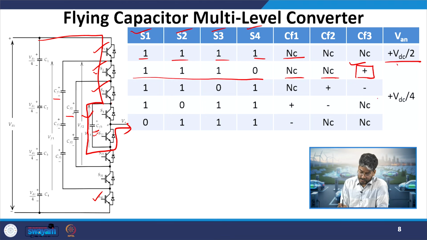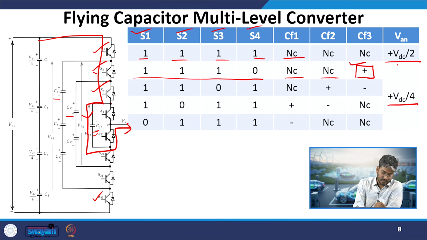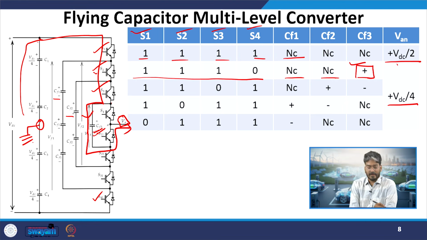Similarly, if you see the same VDC by 4 voltage, how have we got this VDC by 4 voltage? Only the CF3 capacitor is being inserted in the path and it is charged to VDC by 4. So this is my neutral point. If I measure the potential of VA with respect to this neutral point, and apply KVL in this loop, I will see minus VDC by 4 plus VDC by 4 plus VAN is equal to 0. So, when I take it on the other side, I will get plus VDC by 4 as the output voltage.